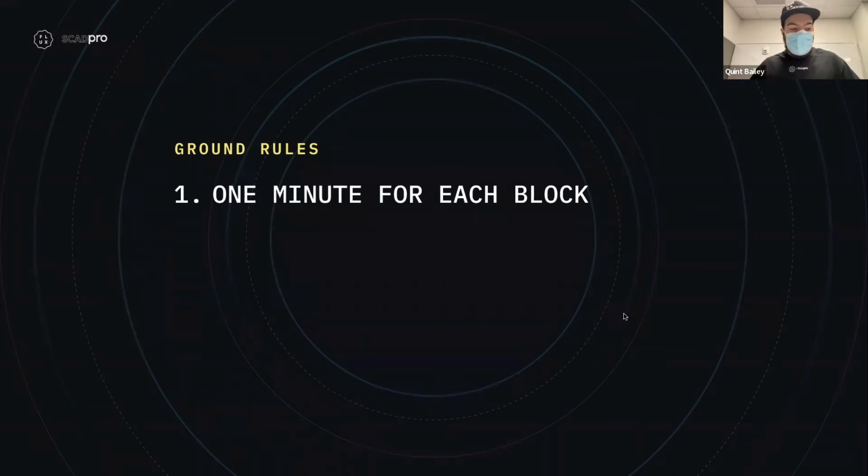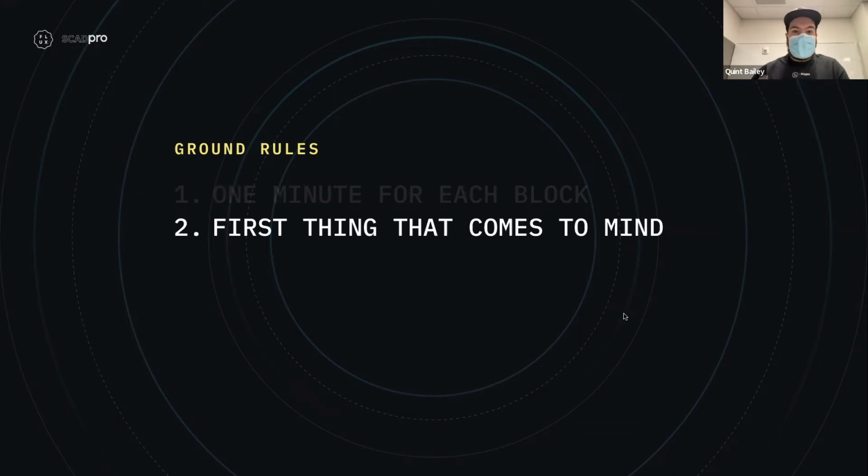And these are some ground rules, something I've changed a little bit about Crazy Eights, because I think it's important to note. The first ground rule is that you only get 1 minute for each block. That might sound like a lot of time, or it might not, but it's not a lot of time when you're trying to think of ideas as a solution to a problem. The second is that it has to be the first thing that comes to mind. You have to write down the very first thing that comes to your mind.